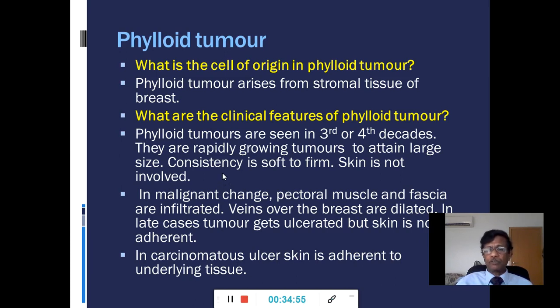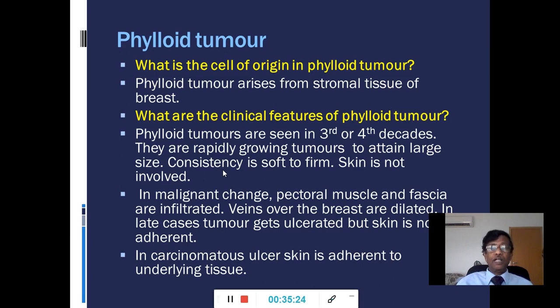Somewhere it is soft, somewhere it will be firm also. But one thing is the skin is not infiltrated, skin is not involved. So fixity of the skin will not be seen in these cases, however rapidly it is growing. But in malignant changes, it can involve the underlying structures such as pectoral fascia and muscle. And the veins over the breast are dilated in cases of malignant change.